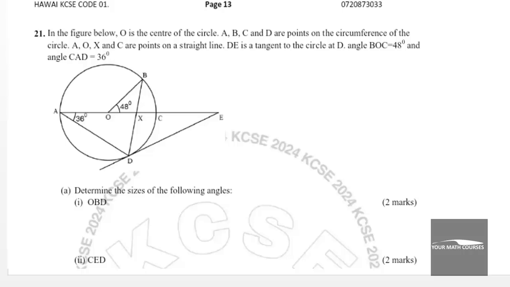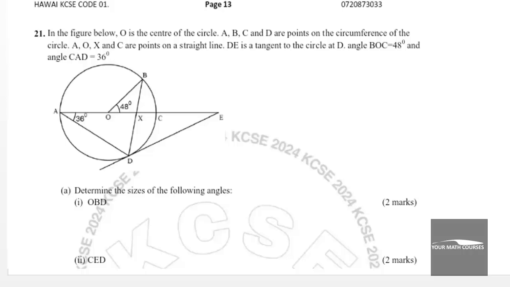The Kenya National Examination Council. We have the KCSE 2024 question 21 on circle theorem. Let's see if we can solve it.